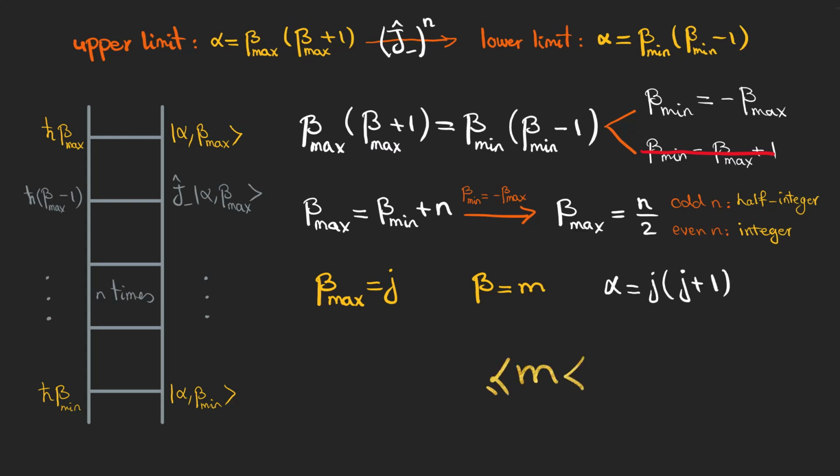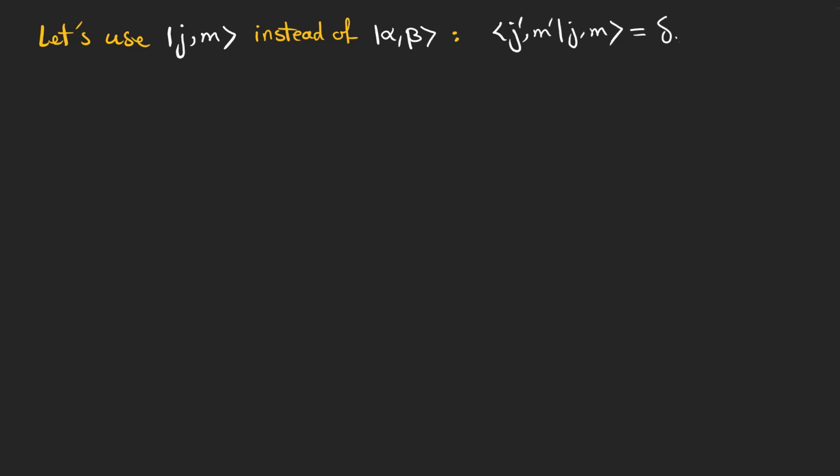And we can say all the m's, all the numbers that are representative of our jz, are between minus j and j, in which j is beta maximum and minus j is beta minimum. Now, from now on, we use j and m instead of alpha and beta. And we can write the orthonormality of these eigenfunctions as delta jj prime and delta mm prime.